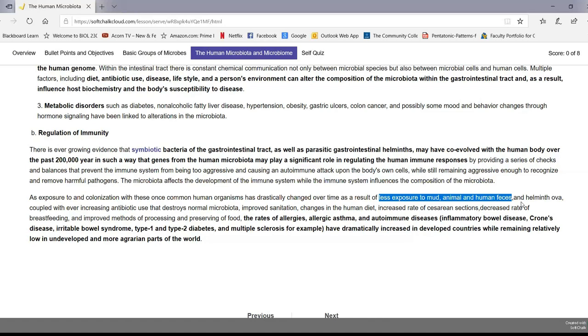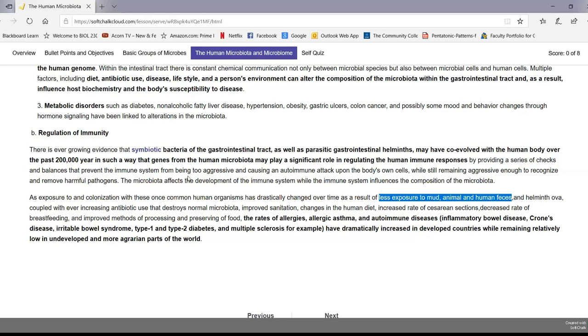And of course, with good sanitation, we have less exposure to human feces. Now, with that good sanitation and less exposure to human and animal feces, that has prevented a lot of gastrointestinal infections that traditionally infected humans through the fecal-oral route. But also by having less exposure to things like mud, animal feces, and human feces, we get less exposure to the bacteria, the majority of the bacteria in feces that's actually beneficial bacteria.